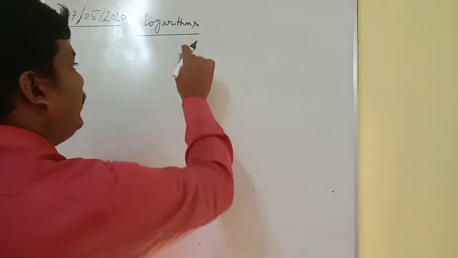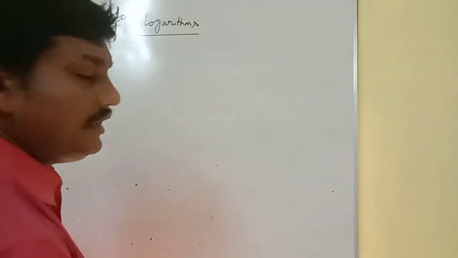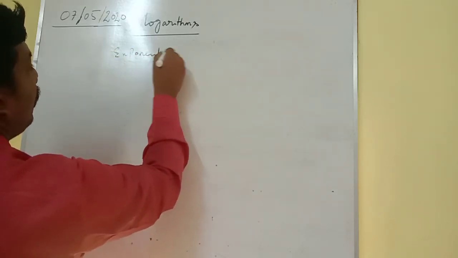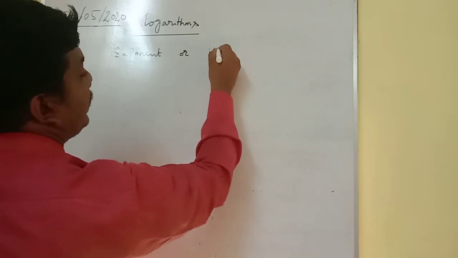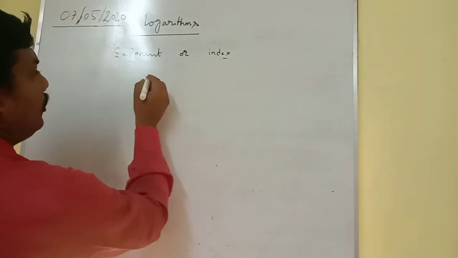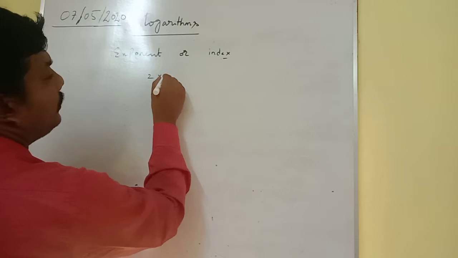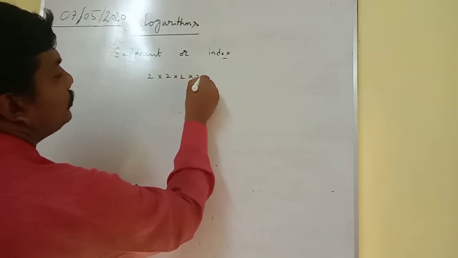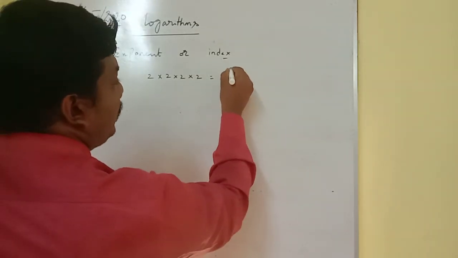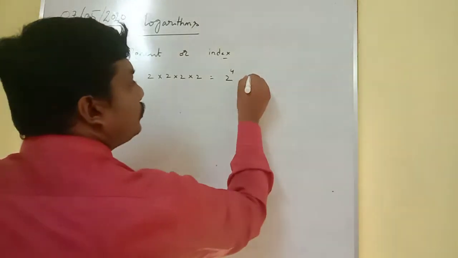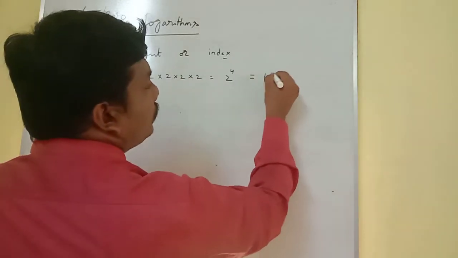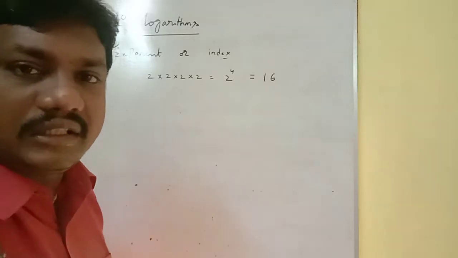Let me take the exponential form. What is an exponent, or index? Let me consider now. Suppose you have 2 multiplying 4 times, 2 into 2 into 2 into 2, repeatedly multiplying 4 times. This can be written as 2 power 4. So what is its value? 2 2s are 4, 4 2s are 8, 8 2s are 16. So the answer is 2 power 4 is equal to 16.